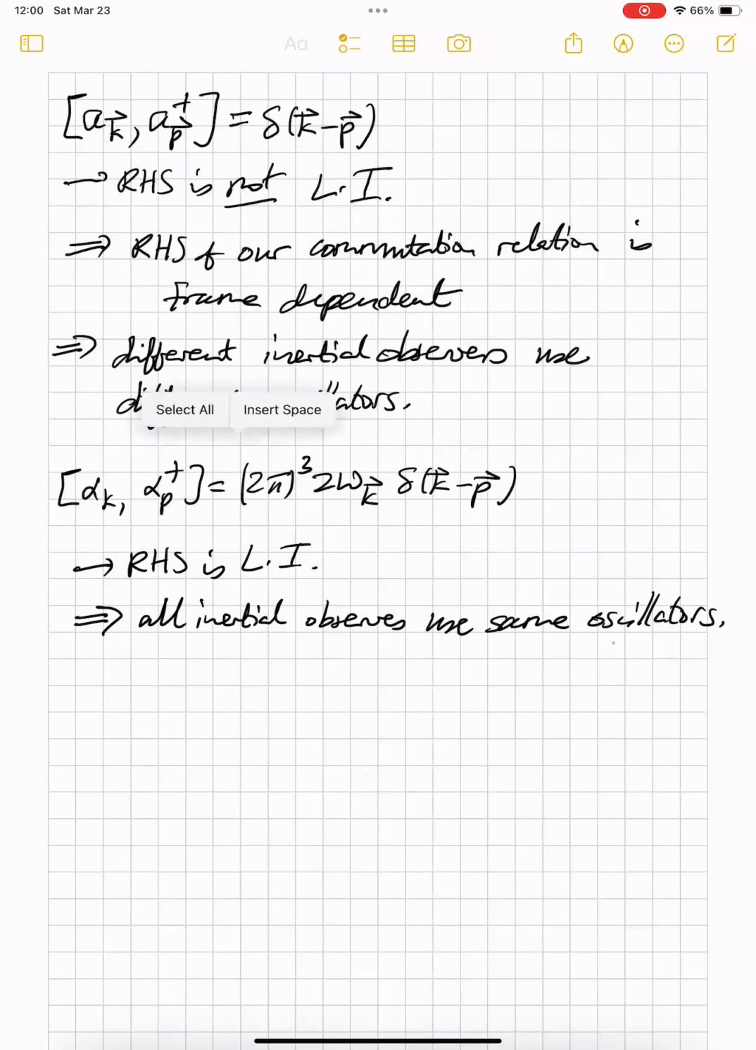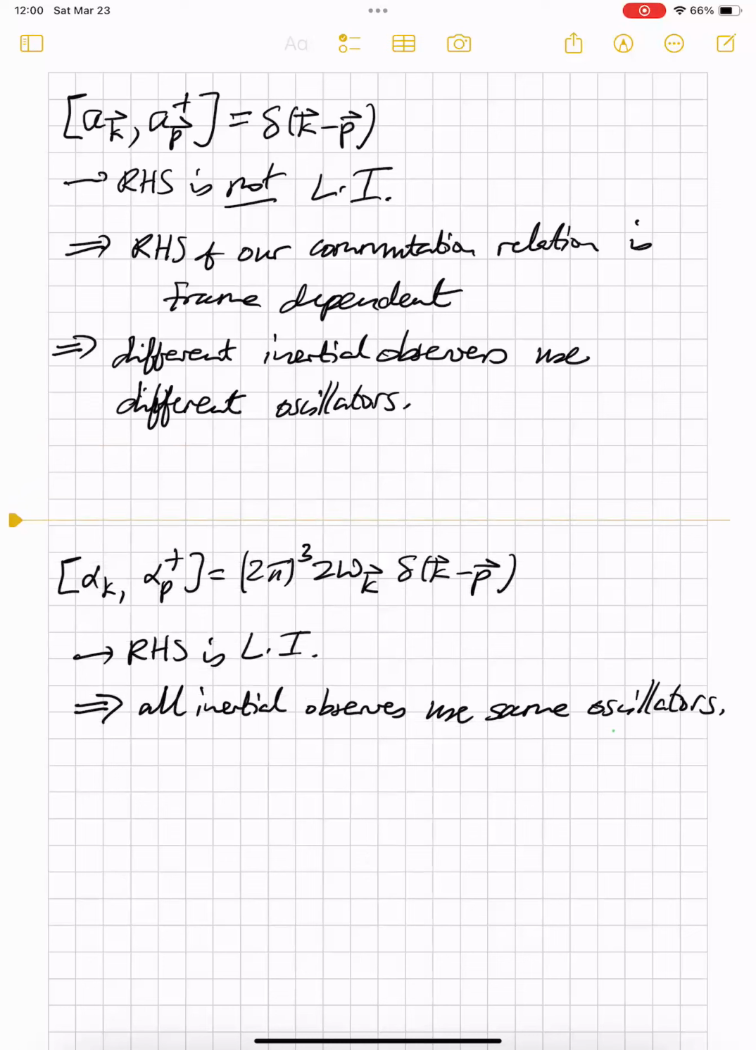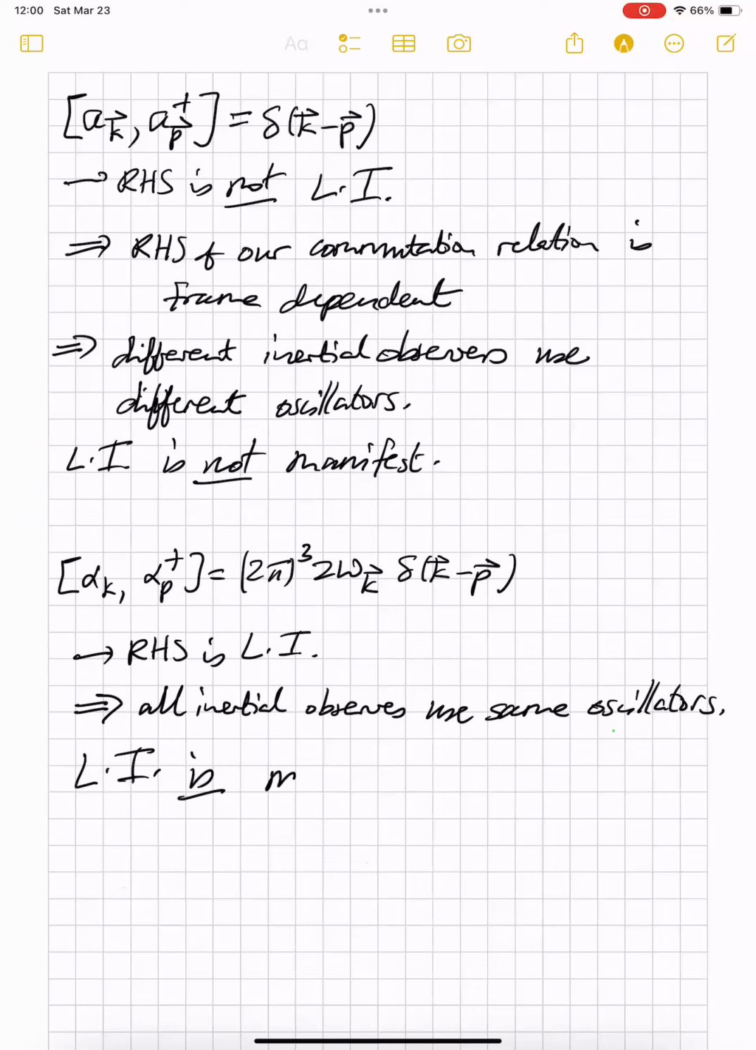So maybe that's a good comment to make. For this first set of commutators, Lorentz invariance is not manifest. So you might have a description consistent with Lorentz invariance, but it is not manifest. In the second description, Lorentz invariance is manifest. And this is why it's useful to work with those relativistically normalized oscillators. Okay, so that's the idea.